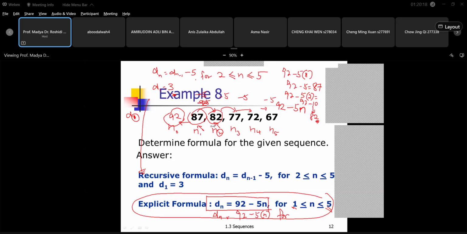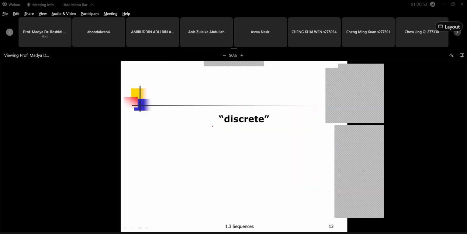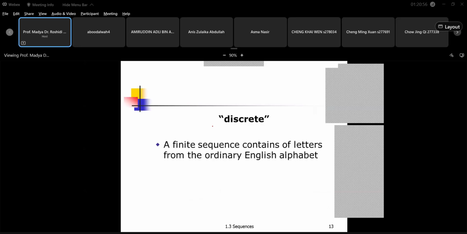So sometimes we can get a recursive formula on some sequence, but sometimes we can get two formulas, a recursive and an explicit formula, for some sequence. For example, this case. So don't think only one sequence can produce one formula. It can be both recursive and explicit. Okay, that's about pattern, recursive formula and explicit formula.